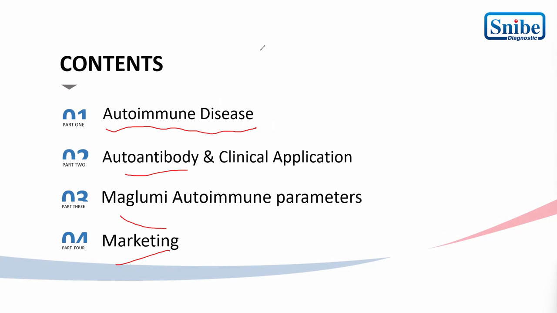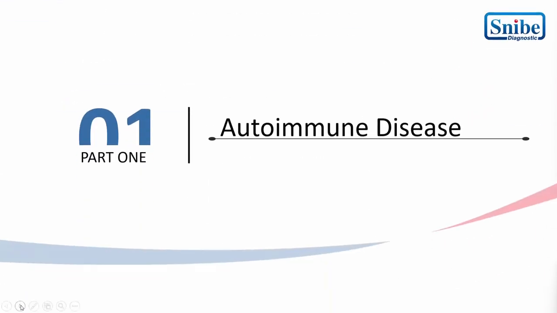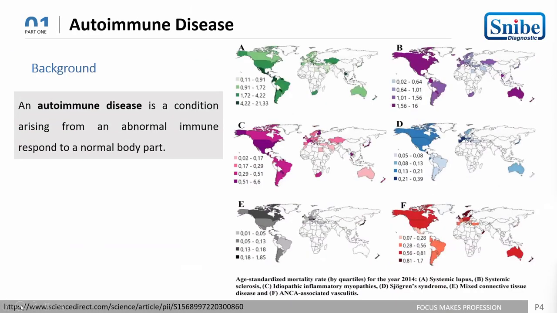So let's start with the first slides about autoimmune disease. In this part, first of all, we have to discuss what autoimmune disease is. It's a condition that arises due to an abnormal immune response to normal body parts. The body produces antibodies against normal cells, tissues, and organs, against antigens. That condition is called autoimmune disease.